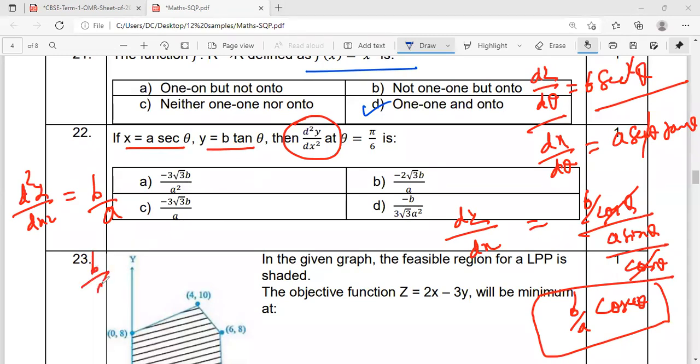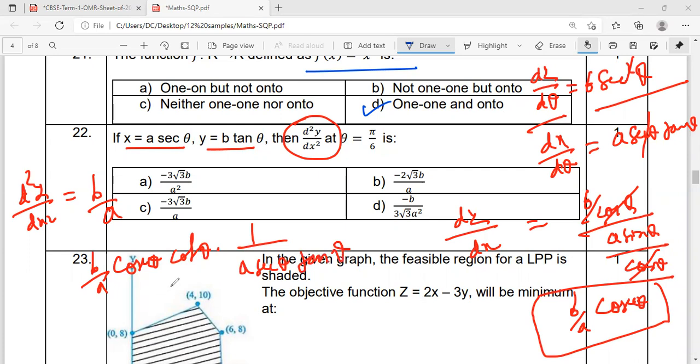So we're saying b by a cosec theta cot theta into d theta by dx, because this is a function of theta. So we write into d theta by dx. What would be d theta by dx? Reciprocal of this. So d theta by dx is actually the reciprocal of this, which is 1 by a sec theta tan theta. 1 by a sec theta, and we are done.